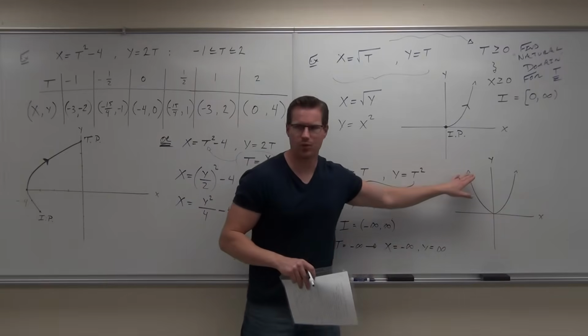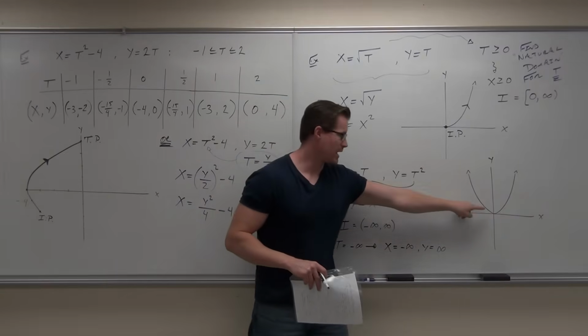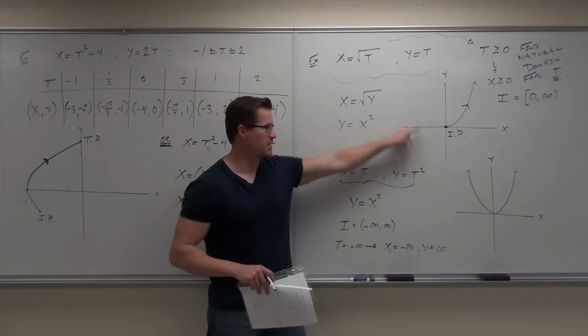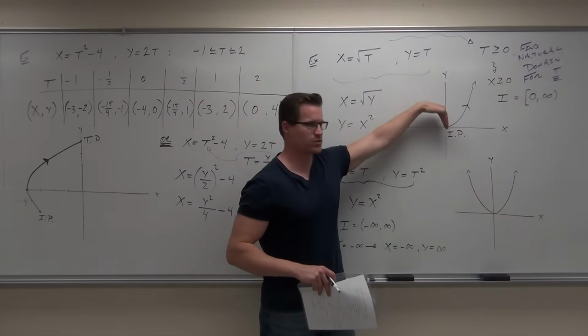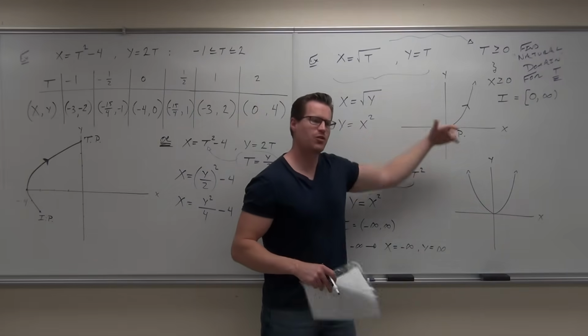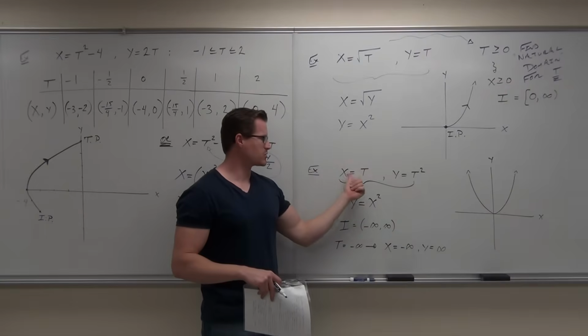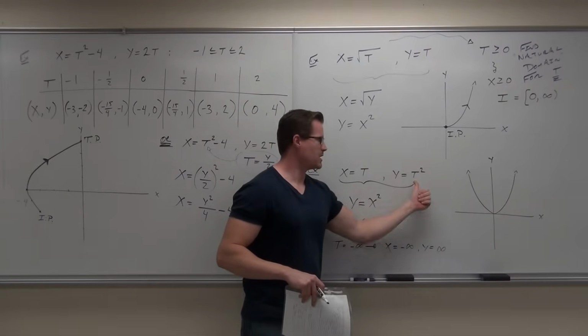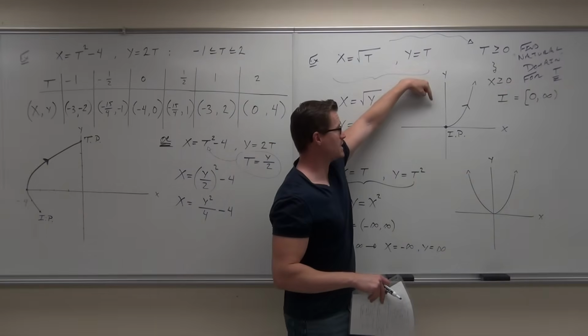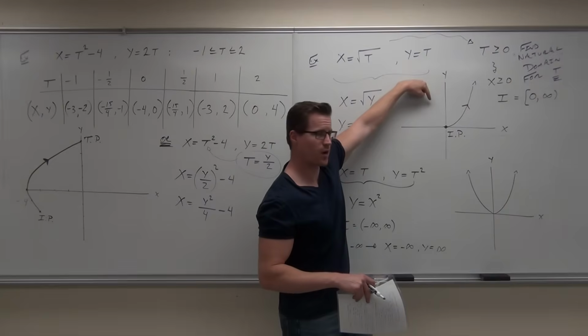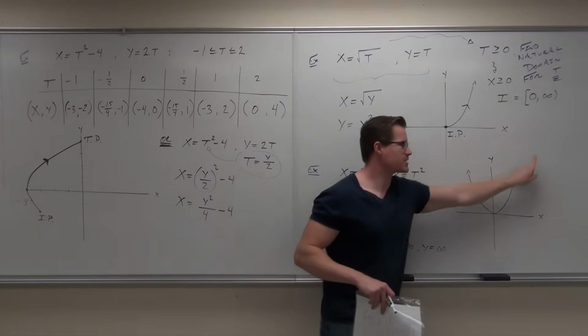Does that cope well with our graph? Can we start at x equals negative infinity and y equals positive infinity? That's actually exactly where this graph starts. Where it would end, if you plugged in positive infinity for t, x would be positive infinity, y would be positive infinity. It starts at negative infinity for x and positive infinity for y, and it ends at positive infinity for x, positive infinity for y.